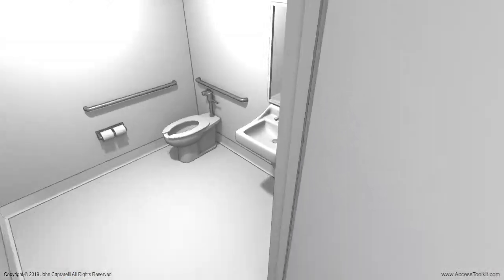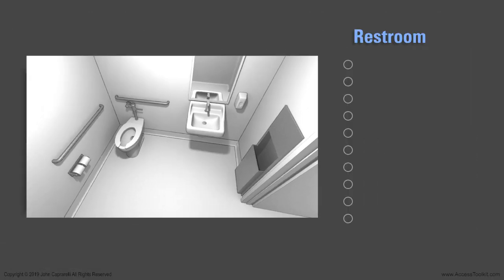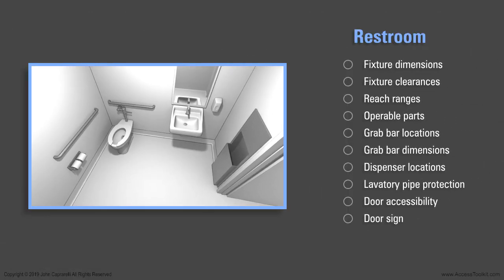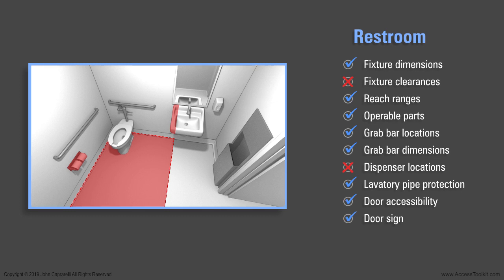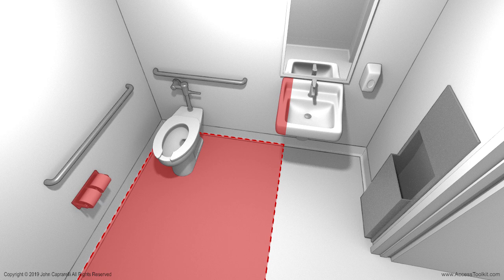Moving inside to the restroom, the following accessible features must be evaluated: fixture dimensions and clearances, reach ranges, operable parts, grab bar locations and dimensions, dispenser locations, lavatory pipe protection, door accessibility, and door sign. Here, the clearance around the toilet and the toilet paper dispenser location do not comply.